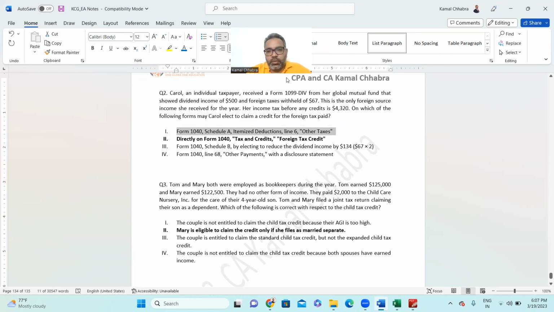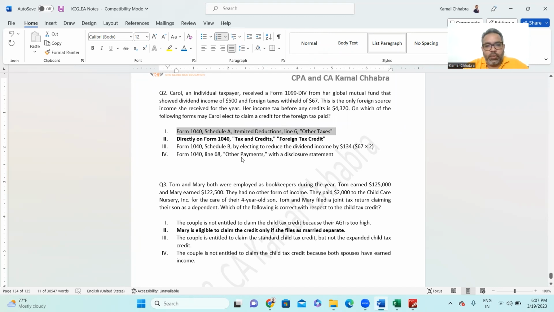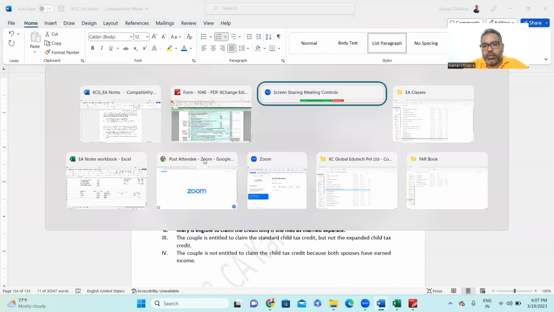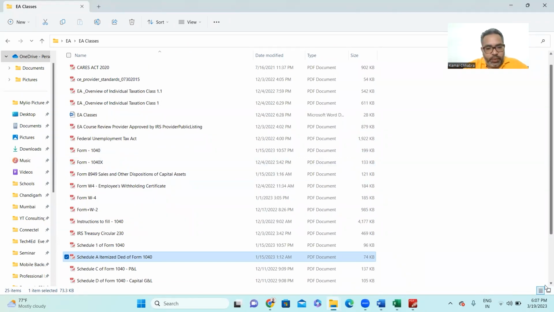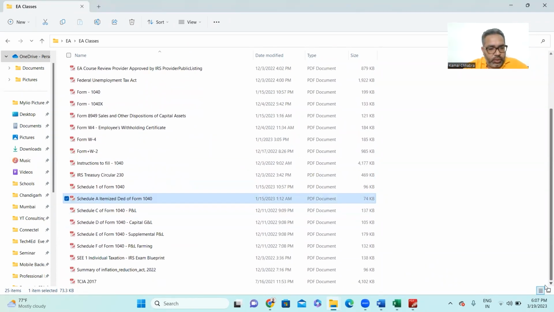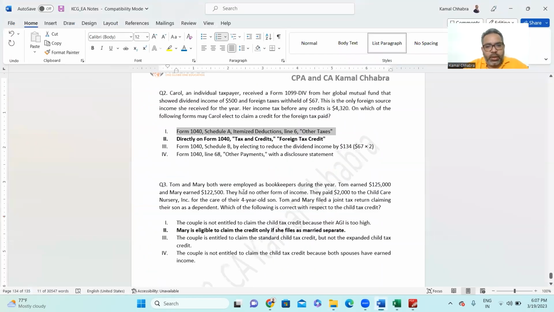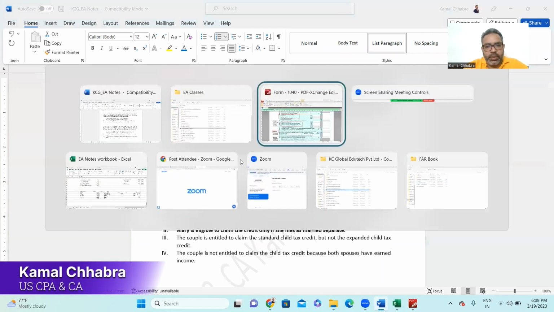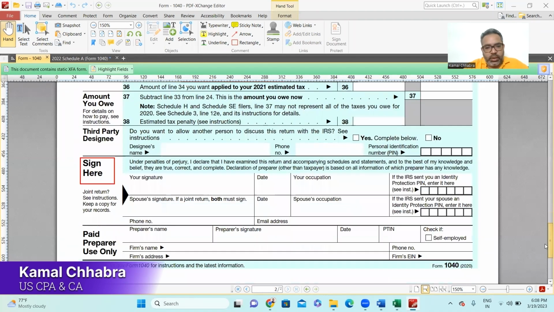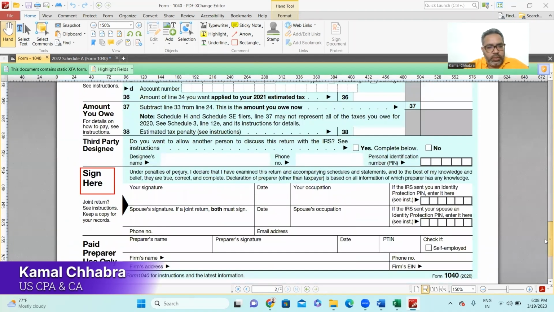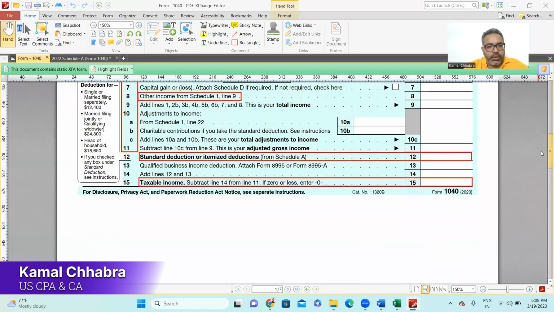Schedule B is like Mayank also shared, and you can also take a look at Schedule B. If it is more than $1,500, then only it comes in Schedule B, right? And now 1040 line 68, other payments. So this is 1040, and if you see line number 68, I can't see any line number 68.